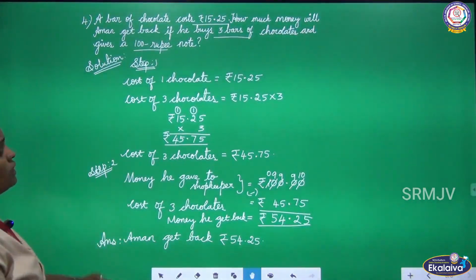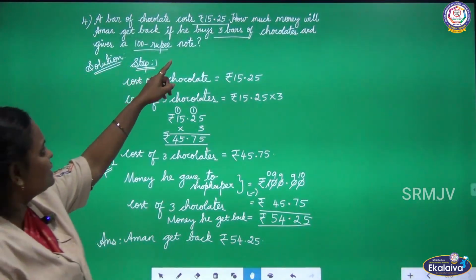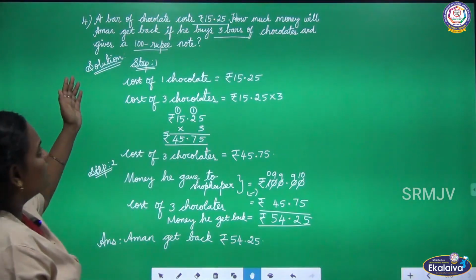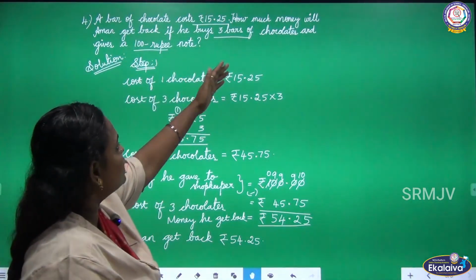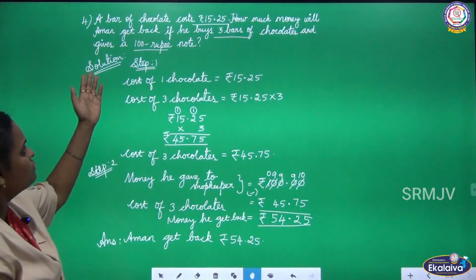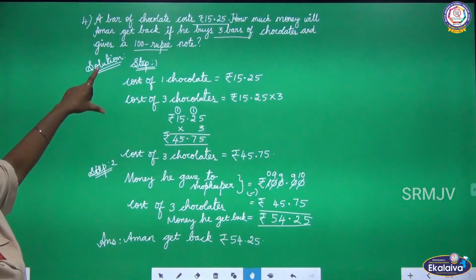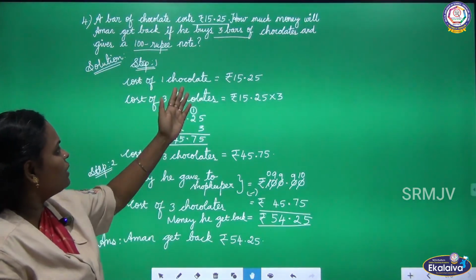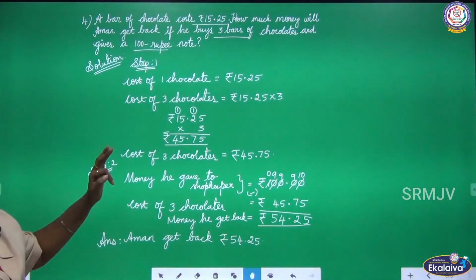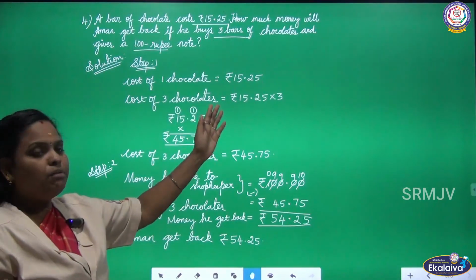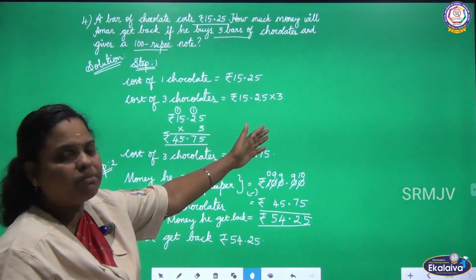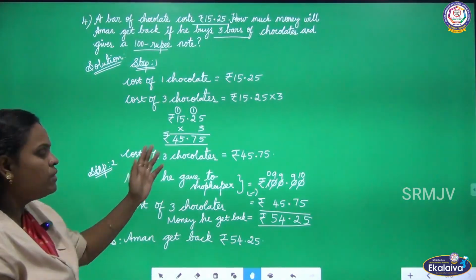So listen children, a bar of chocolate cost rupees 15 rupees 25 paise. How much money will Aman get back if he buys 3 bars of chocolates and gives a 100 rupees note? So in step 1 we have to find out the cost of 1 chocolate they have given, then cost of 3 chocolates we have to find out. So how will you find out cost of 3 chocolates? If you multiply with 15 rupees 25 paise, you will get the cost of 3 chocolate.